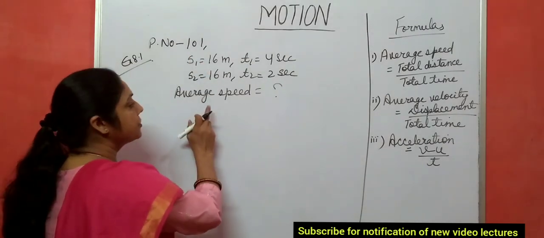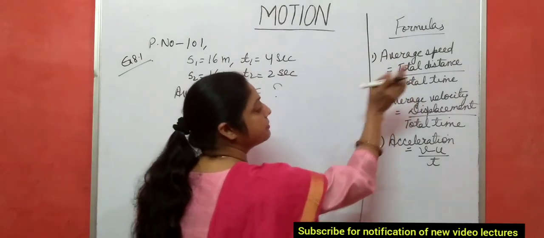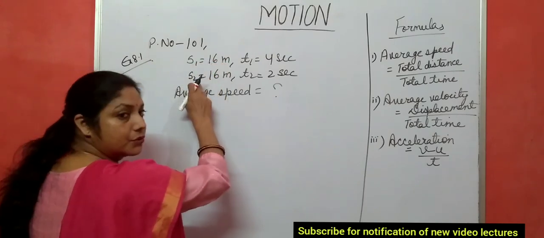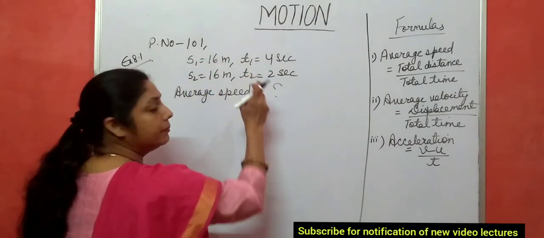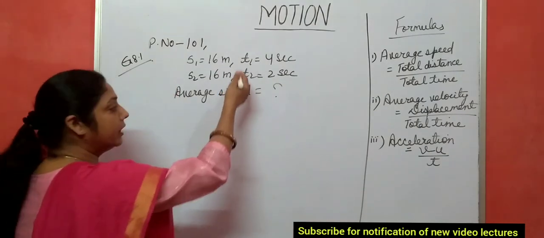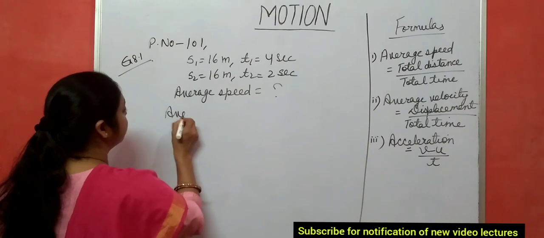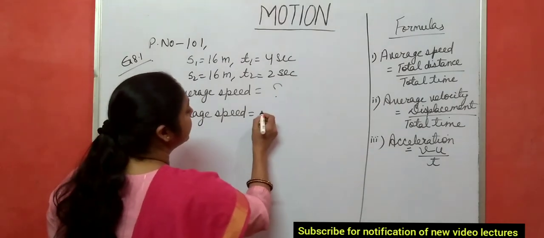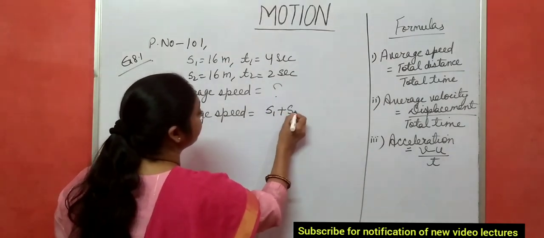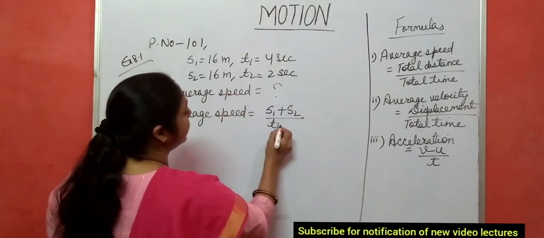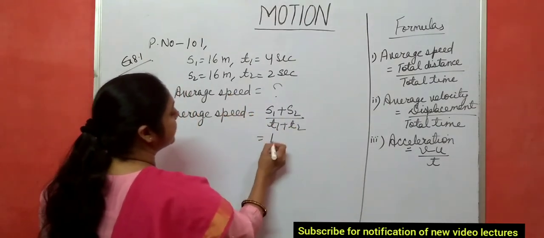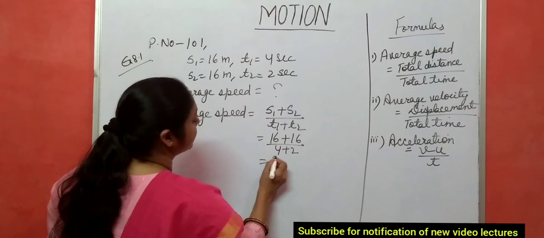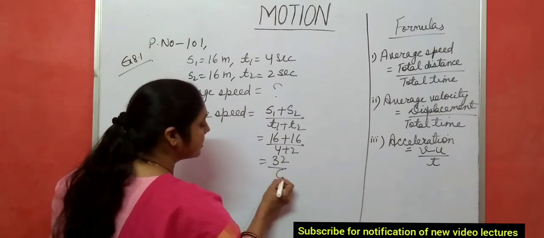Now which formula you use to find the average speed? This is total distance by total time taken. Simply you just add these distances S1 and S2, then total distance, and these two times, then total time. In this way you calculate average speed. So average speed equal to total distance. Total distance is what? S1 plus S2, and total time is what? T1 plus T2. So 16 plus 16 by time is 4 plus 2. So 32 by 4 plus 2 is 6, right?